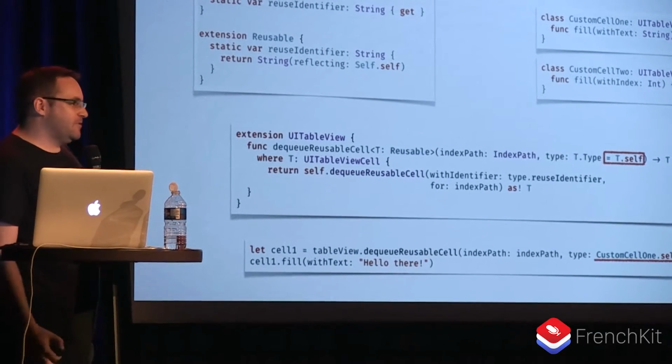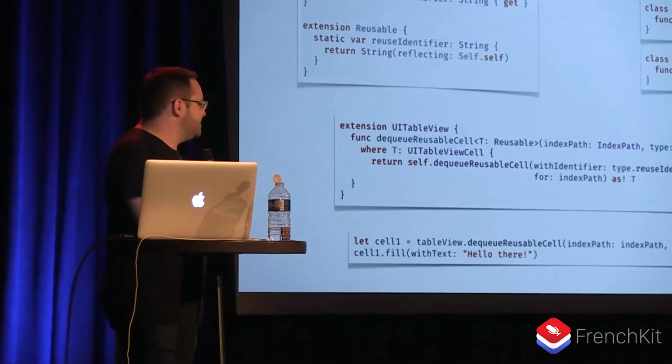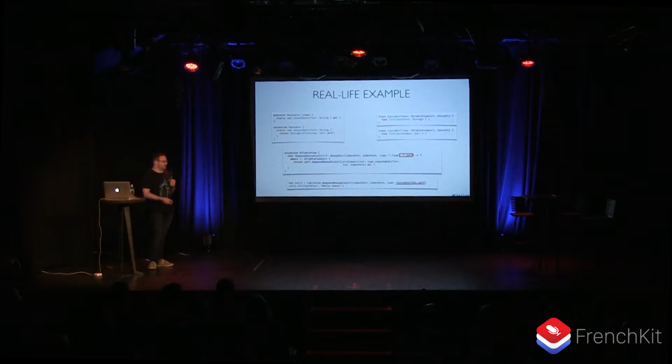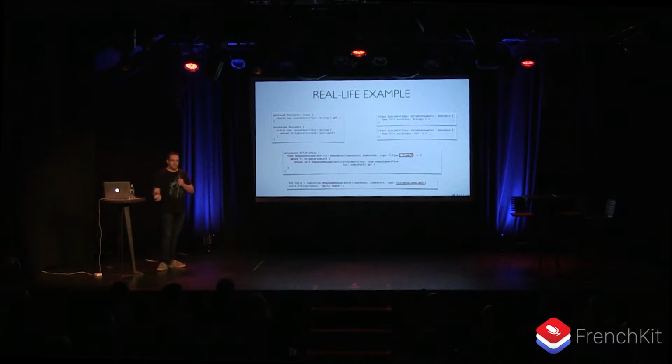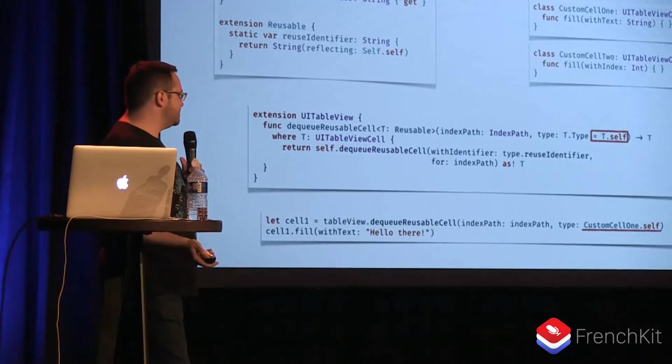But I'm kind of a perfectionist. I don't like having to explicitly mention the type as a parameter. That doesn't sound really Swifty to me. So instead, what if Swift could infer that type for us?